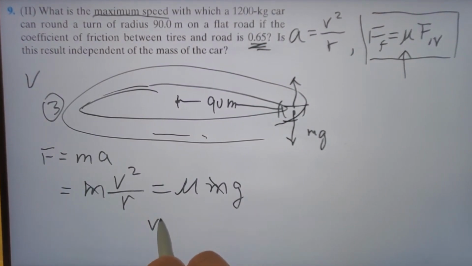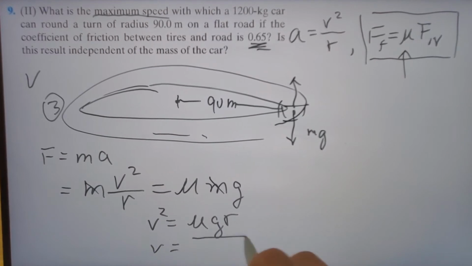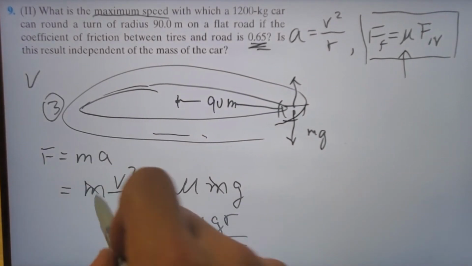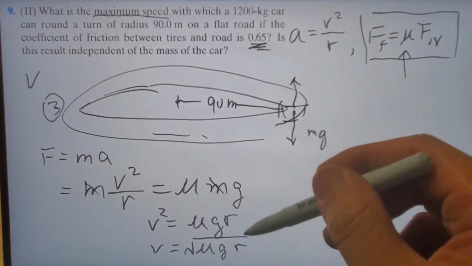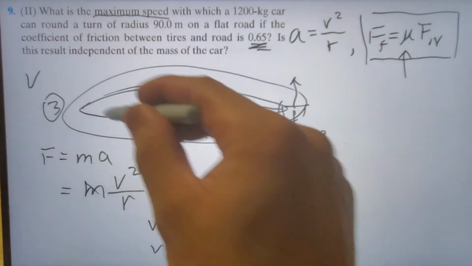Velocity v squared is equal to the coefficient of friction times g times r. Therefore, velocity will be equal to the square root of mu times g times r. And by the way, when you look at this, does it depend on the mass of the car? No, the velocity doesn't depend on the mass because the mass cancels out. That means even if you have a bigger car or smaller car, it doesn't matter. The maximum velocity is about the same.